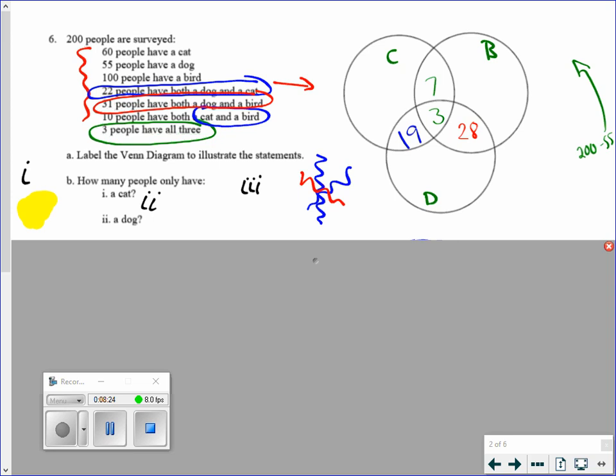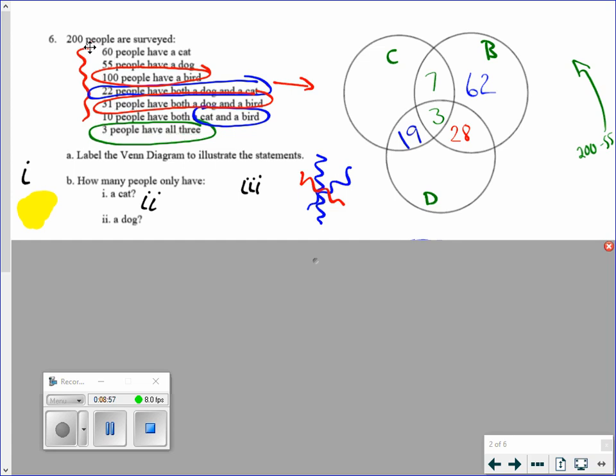Okay. Now, if you keep on going up, it says there's 100 people that have a bird. Okay, 100 people have a bird. So what I have to do is take this 28, this 3, and that 7, add those together, and then subtract it from 100. And that will tell me how many people are in that total circle for the bird. Now, when I have 100 people in the total circle of bird, 62 have not been accounted for already in those other regions. And so there we have it. If I add up 62, 28, 3, and 7, I should get up to 100.